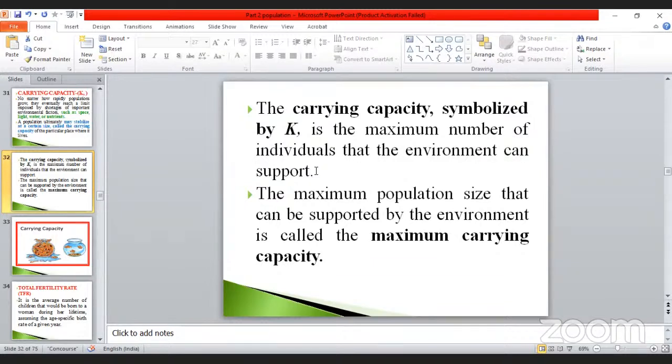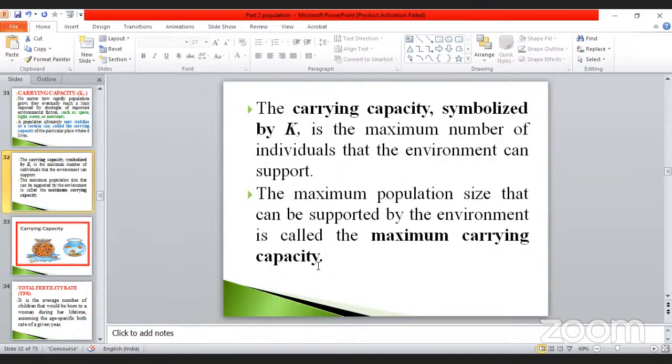Take the example of a stage also. A particular stage may hold 25 or 30 people. Suppose 30 more are added, what happens? The stage collapses and we all fall down, isn't it? So that is the reason. The maximum population size that can be supported by the environment is called the carrying capacity. For example, take an island with small space. In 2023, say 10 million. Just imagine.